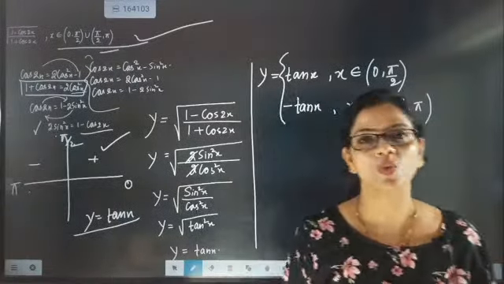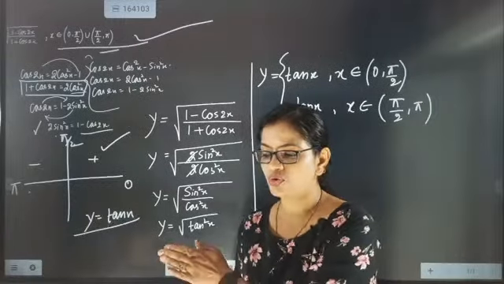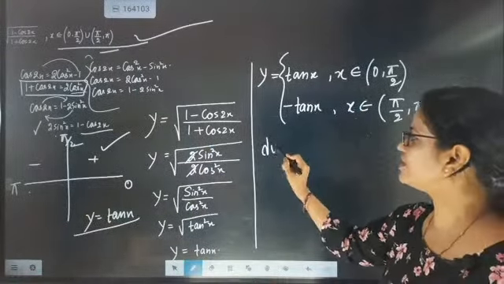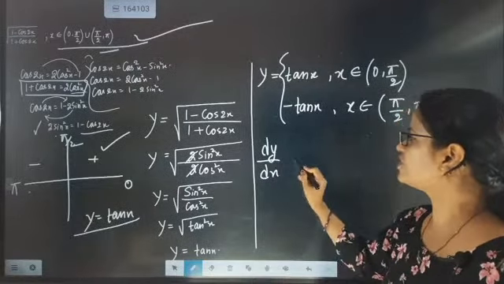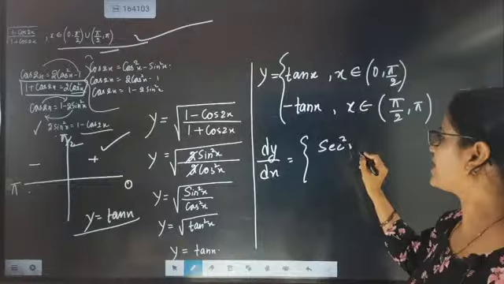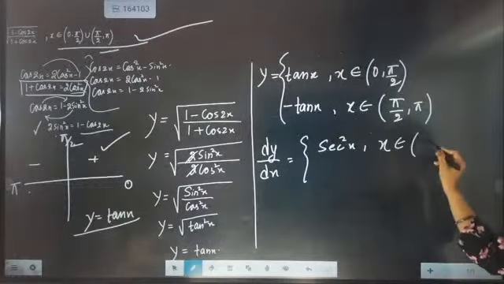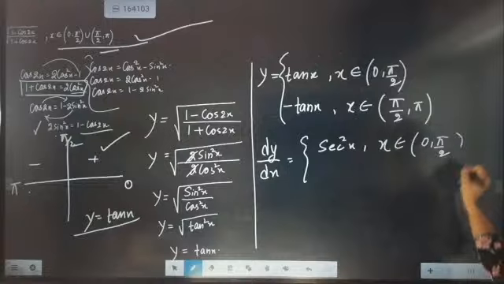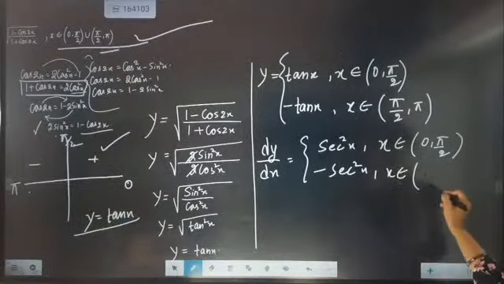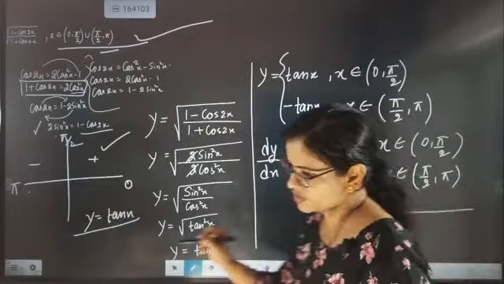Now this is about y, but we don't have to stop here. Now we have to differentiate it. So let's differentiate it. When you differentiate the function, the derivative of tan x becomes secant square x when x is taken from 0 to pi by 2. Now it will become minus secant square x when x belongs to 90 to 180. This is the last step of the question.